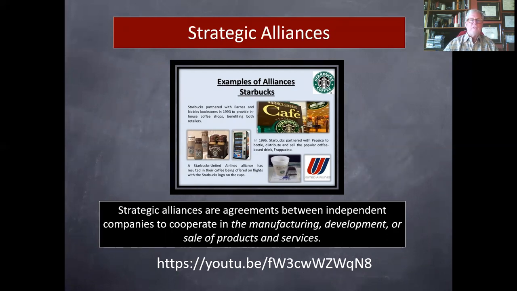So strategic alliances, you take, for example, Starbucks. Who did they align with? Well, you can see certain airlines, certain bookstores. So strategic alliances are agreements between independent companies to cooperate in the manufacturing, development, or sale of products and services. So you can see that on the airlines if you've flown, or at least before the restrictions were as tight as they are, that a certain airline would proudly serve Starbucks.